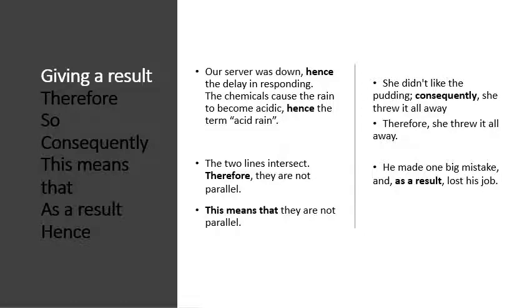Giving a result. Which are the linking words used for giving a result? Therefore, so, consequently, this means that, as a result, hence, etc. are the linking words used for giving a result. Let me give you some examples. Our server was down, hence the delay in responding. The chemicals cause the rain to become acidic, hence the term acid rain.